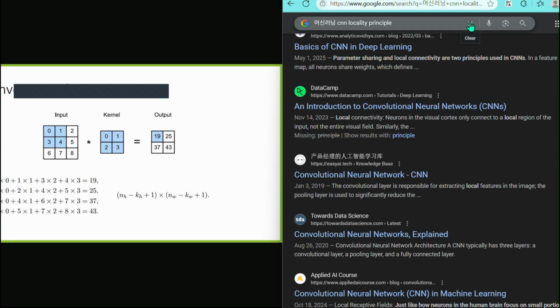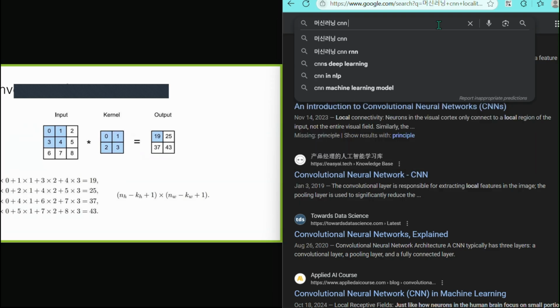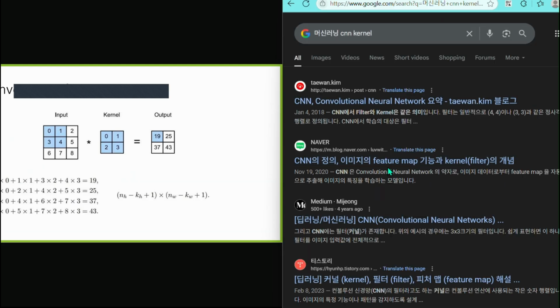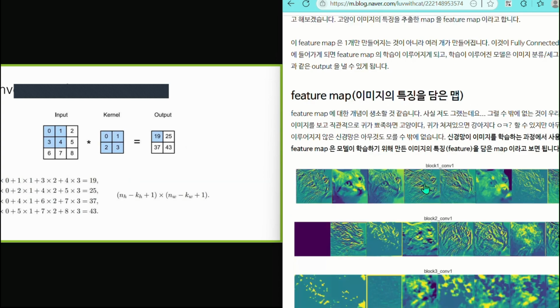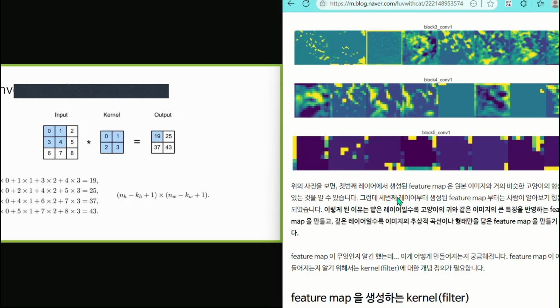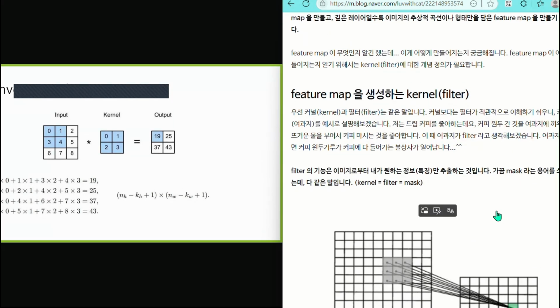So the convolution of the images itself is basically there's a kernel in the middle of the diagram, which each of the values in here are learnable weights, the parameters. So during the training of the CNN, based on the supervision signal from the loss function in the end, these values in the kernel will be updated through the backpropagation.